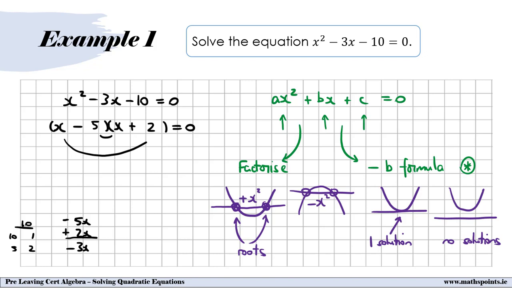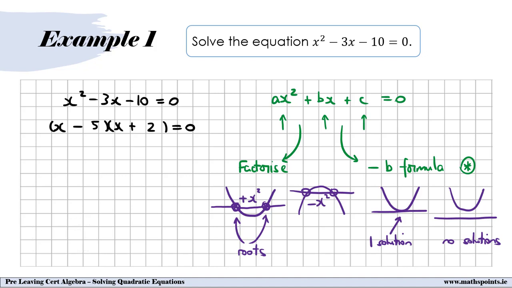Now, I can get rid of my workings here. These are just lines I was using to check my quadratic. I'll just check it one last time. x by x is x squared. Minus 5 times plus 2 is minus 10. And combining minus 5x plus 2x, I get the minus 3x in the middle.